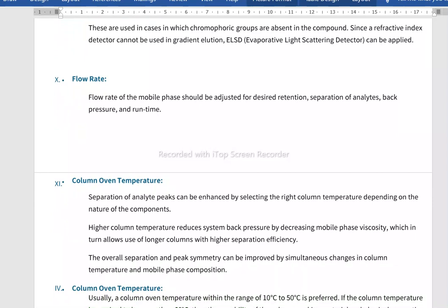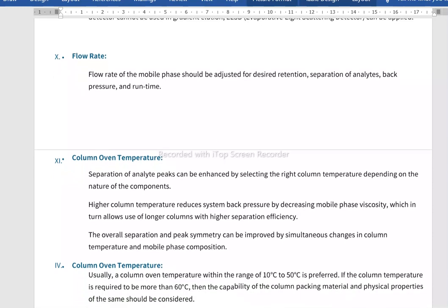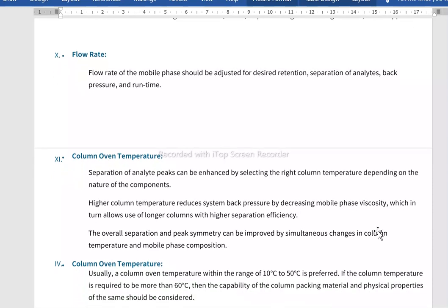The overall separation and peak symmetry can be improved by simultaneous changes in column temperature and mobile phase composition. Higher column temperature reduces system back pressure by decreasing the mobile phase viscosity, which in turn allows use of a longer column with higher separation efficiency.